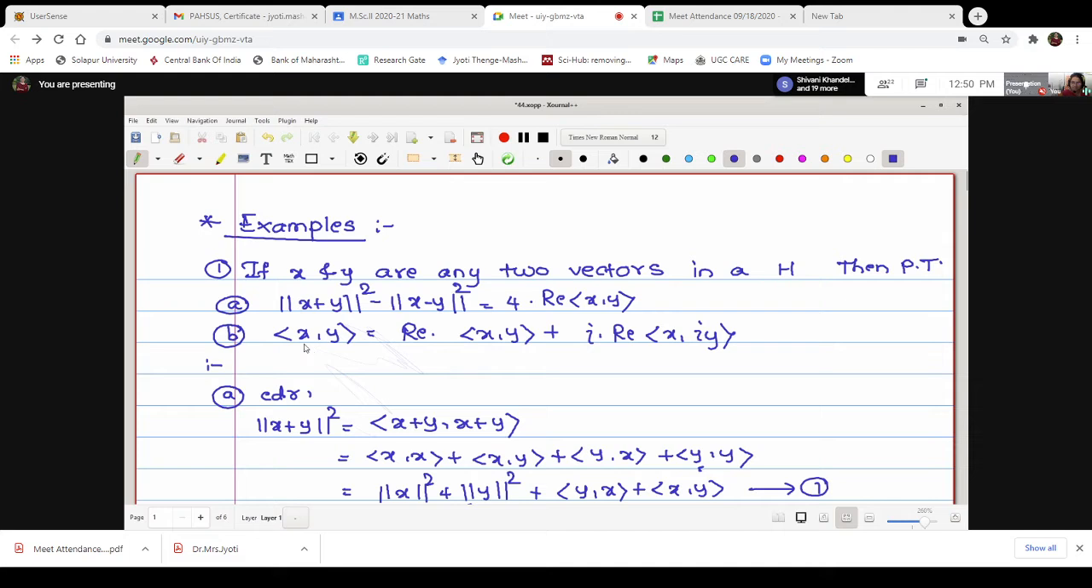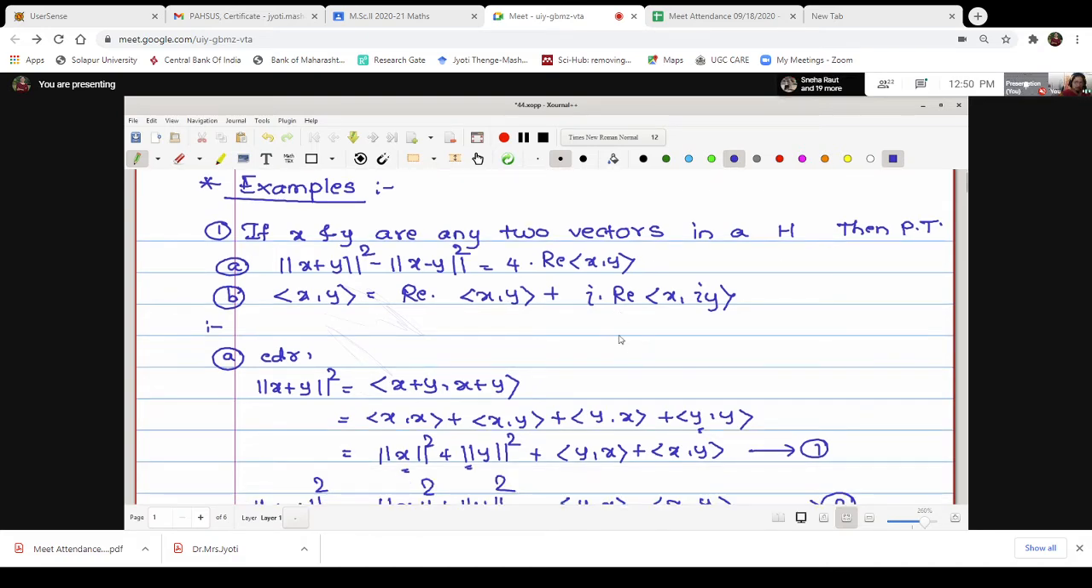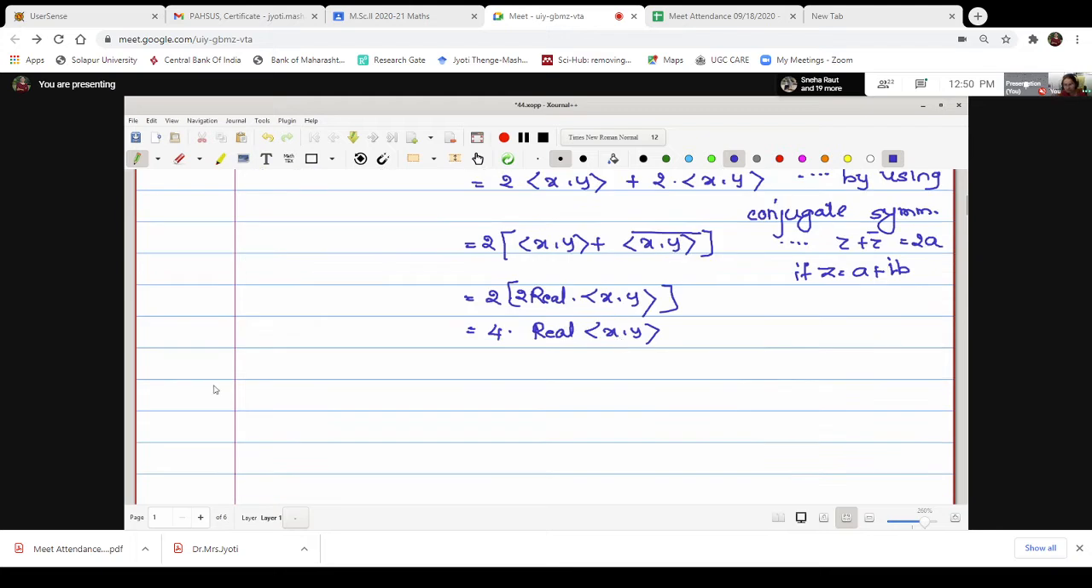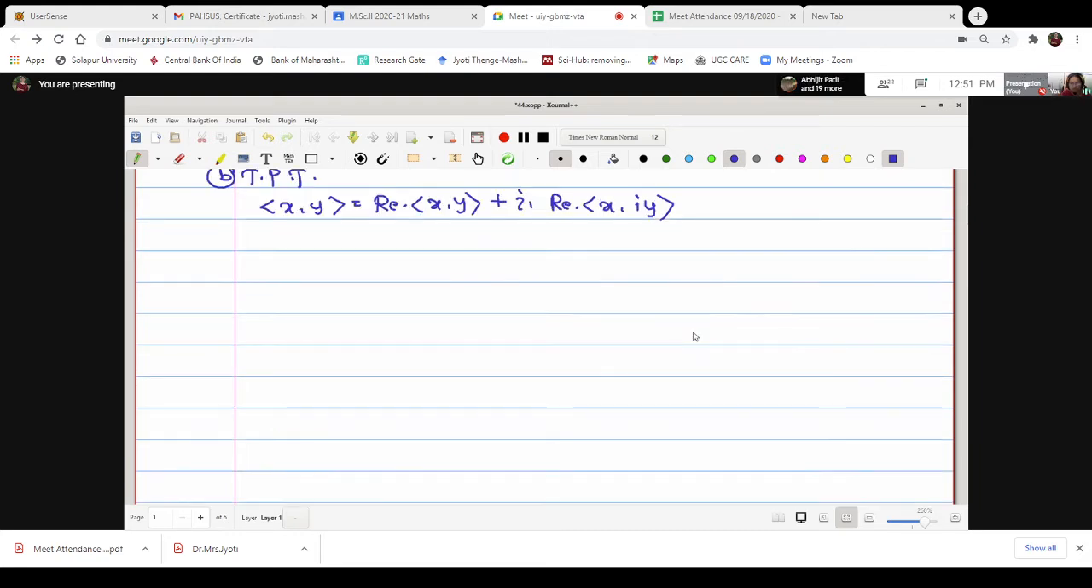Now we will go for the second. In the second one, we want to prove inner product xy is equal to the real part of inner product xy plus I times the real part of inner product x with iy. Okay, let us start. In point B, shall I write here again so that this will be clear to you. To prove that inner product xy is the real part of inner product xy plus I times the real part of inner product x with iy. This is what we want to prove.